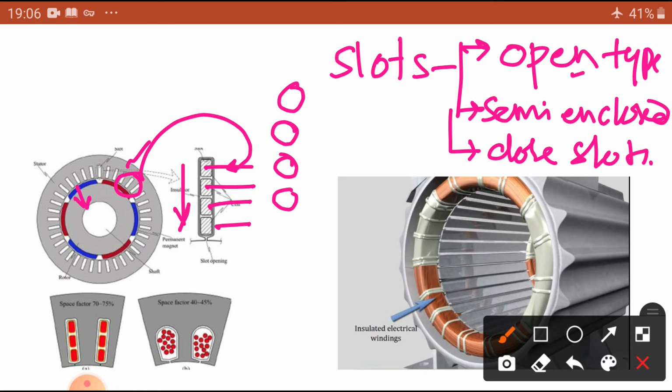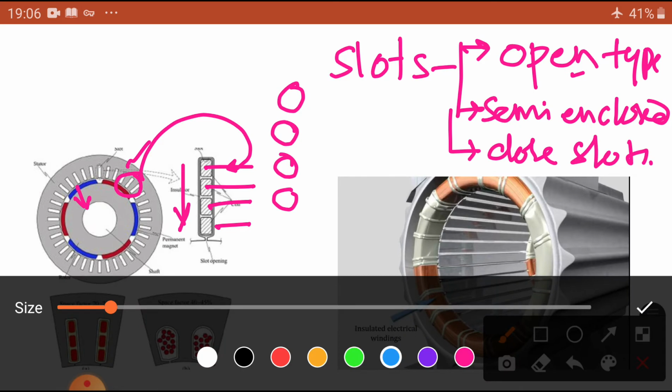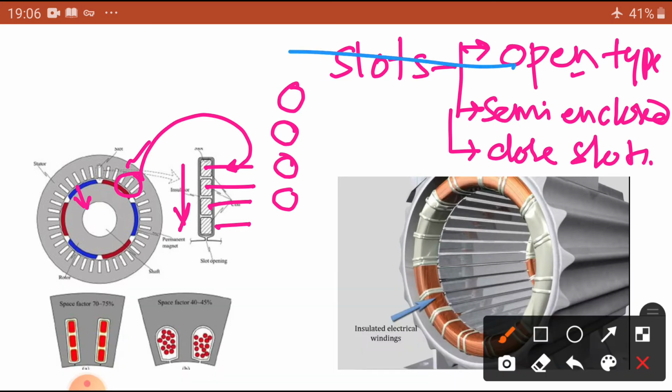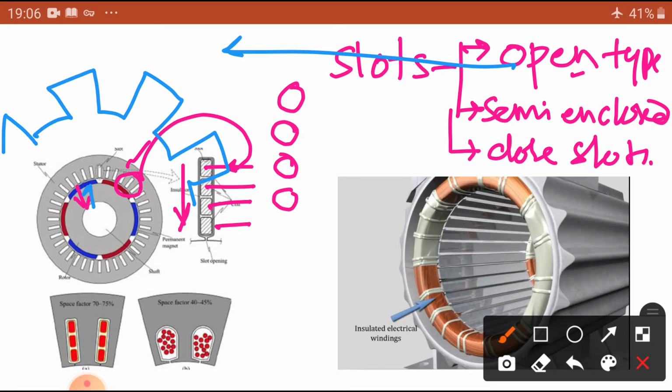So what is the meaning of open slots? Let us see. You can see open slots. Here this is a machine, and inside there is a slot available, in which we are going to place the coil sides with a single layer. Here we can insert the coil side, the conductor, easily. So this type of slot is known as an open slot. That is the first one.